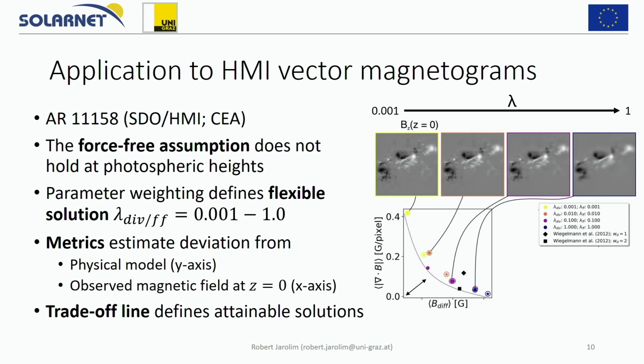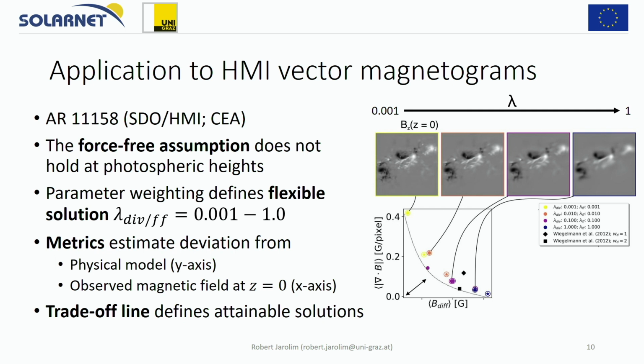And you can also see this when we plot it here, with the two metrics. On the x-axis, we have the difference to the observed photospheric field, so this is the boundary condition basically, and on the y-axis we have the deviation from our physical model. So the ideal point would be down here at 0, 0, but this is not attainable. When we vary our lambda parameter, we can discover the solutions that we have, and we can see that both of those metrics are at odds with each other, so there is no perfect solution, but there's a certain trade-off line where we can explore solutions.